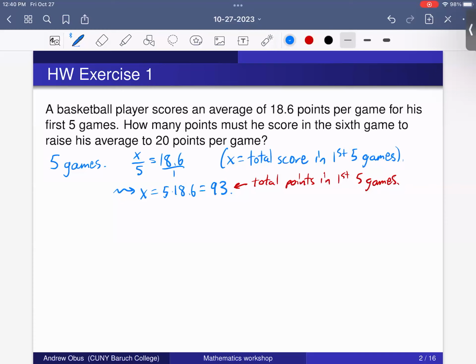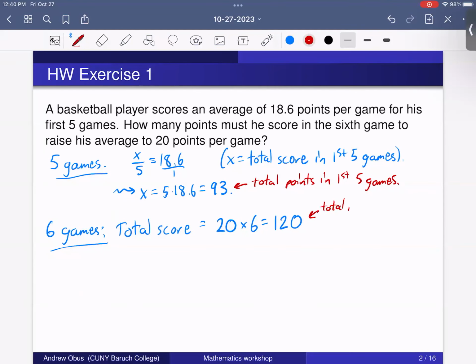Yes, for me, I said the sum over the total is equal to 20. Right. So the average is 20, right? So the total score is going to be 20 times 6. Right. And 20 times 6 is equal to 120. Great. Okay, so this is the total points needed in 6 games.